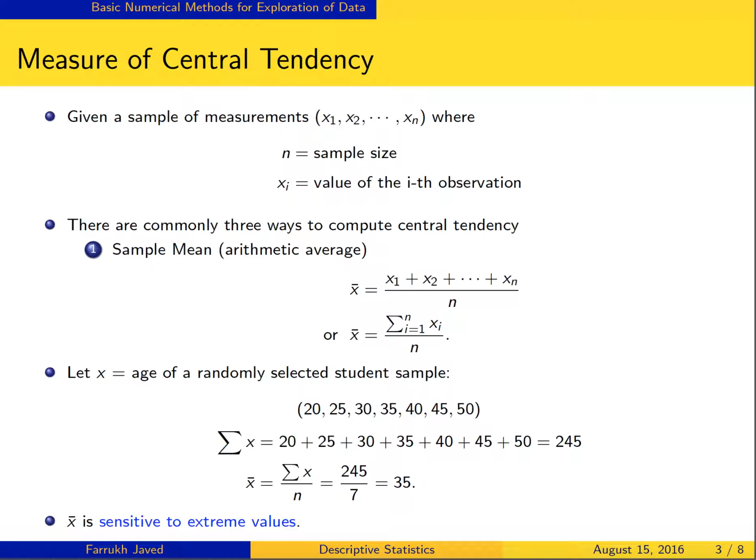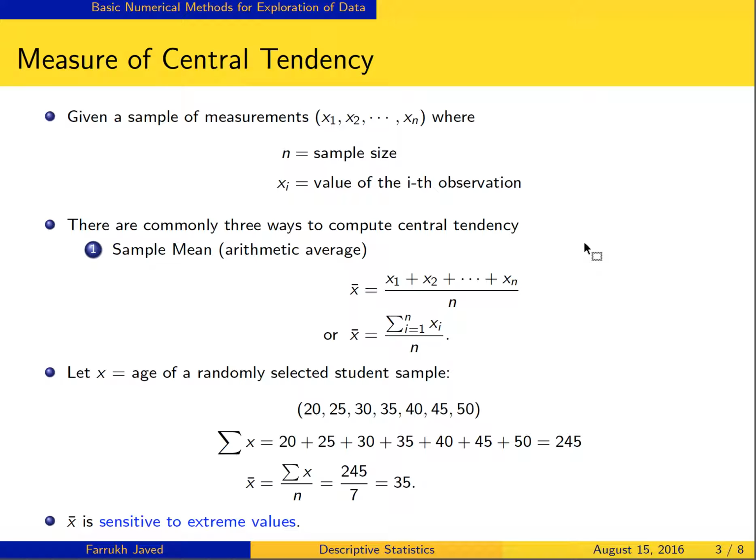We evaluate means, or say averages, and there are three different ways actually to calculate averages. So given a sample of measurements, say x1 up to xn, well, this is a mathematical notation, and x1 to xn means a set of data ranging from first value to nth value. And n is the sample size of the data, and xi is the value of the ith observation. So as I said, there are three common ways to compute central tendency.